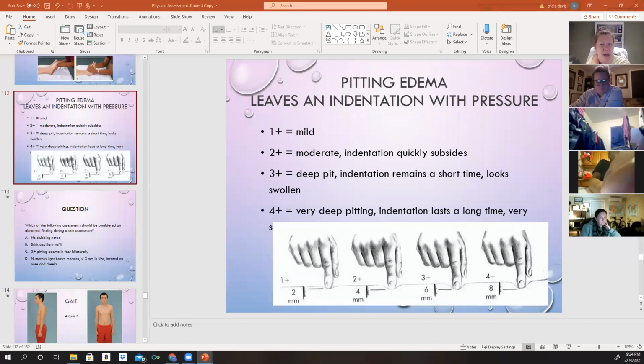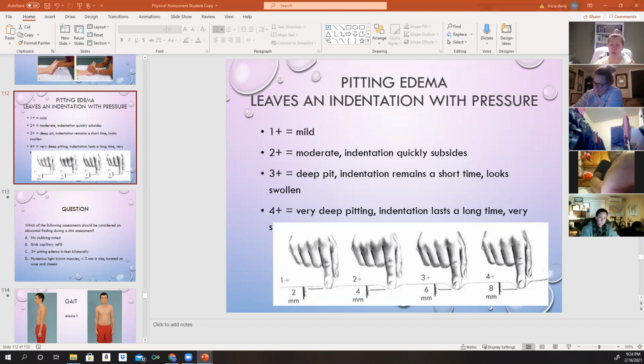So now we're going to talk about edema. We talked about this a little earlier. There's pitting edema and non-pitting edema. You can be very swollen in your legs or your sacral area or your arms, and when you push down, it doesn't pit at all. It doesn't leave any kind of indentation. That's non-pitting edema. Pitting edema leaves an indentation.